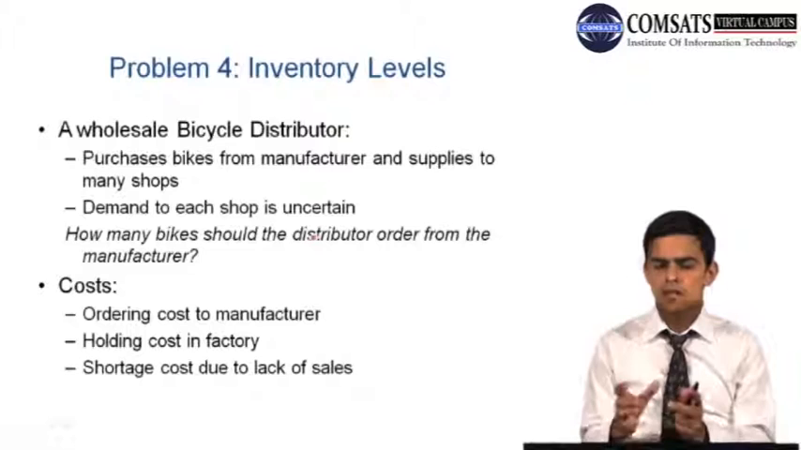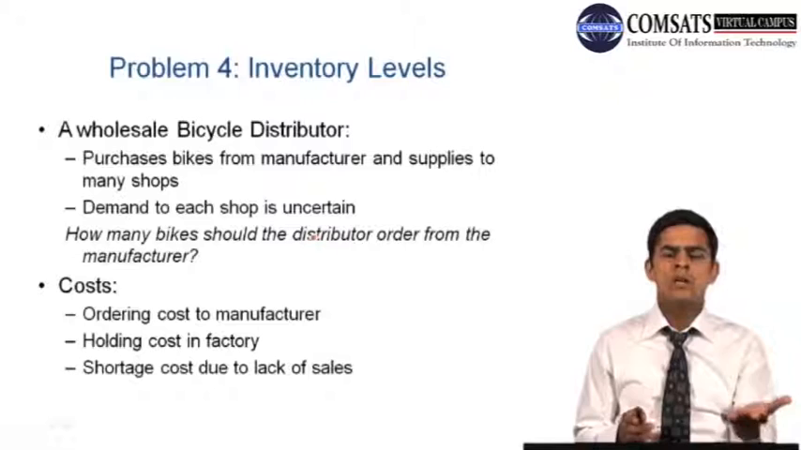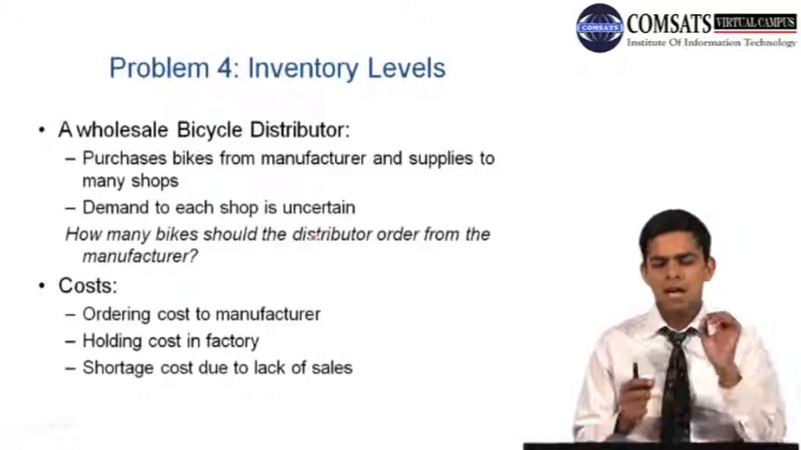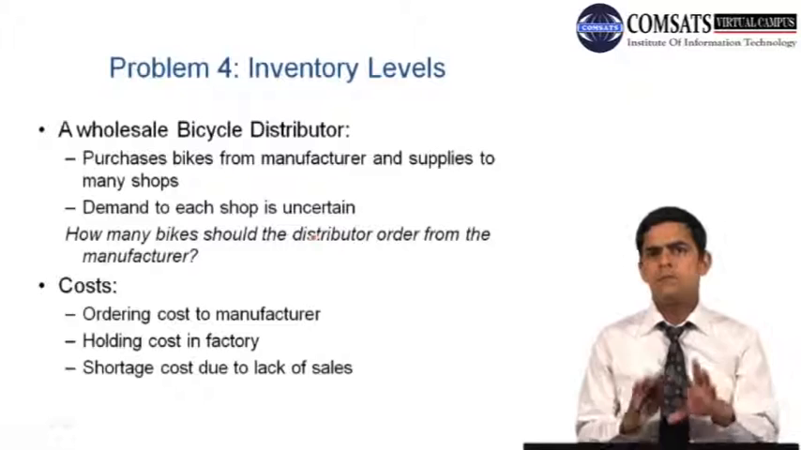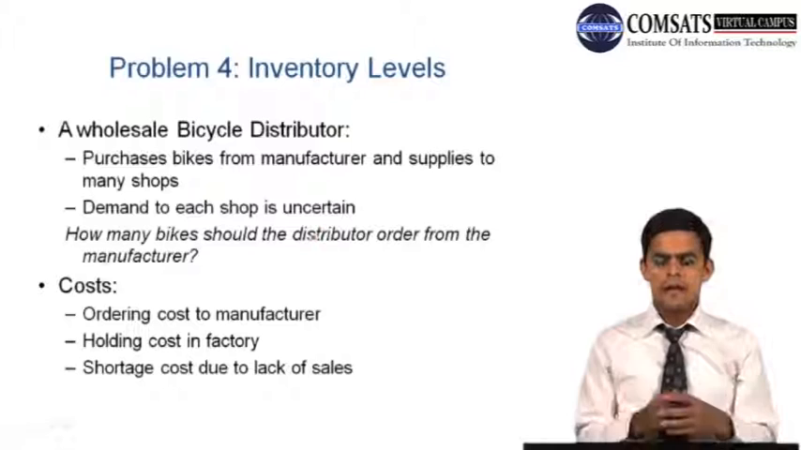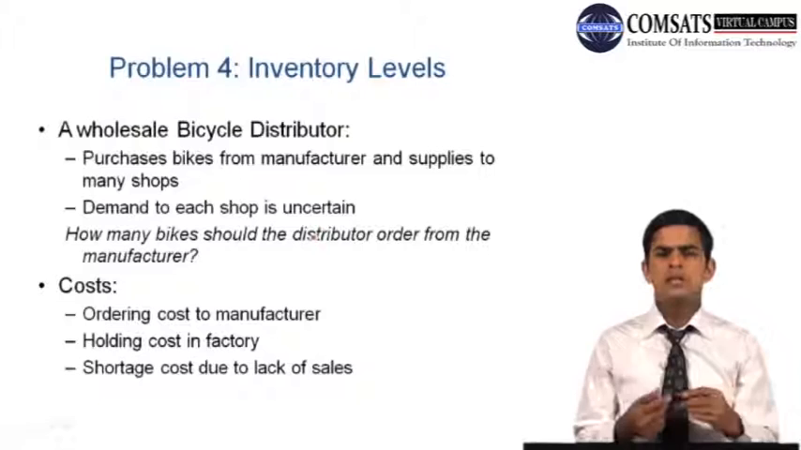And also, he has to pay the ordering cost to the manufacturer. He has to pay the money because he's buying something. So with all of these factors taken into consideration, he has to decide how many bikes he should buy so that he will be able to fulfill the demands of his retail customers in the best possible way, while he has to minimize his cost. That's probably the problem that has been explained to you.